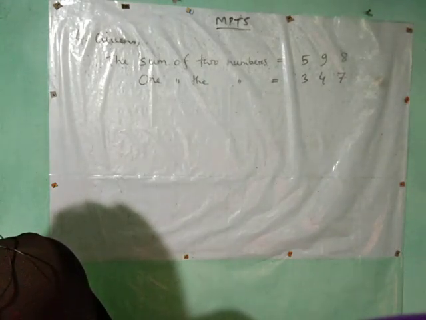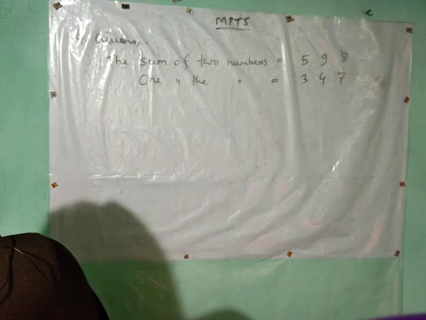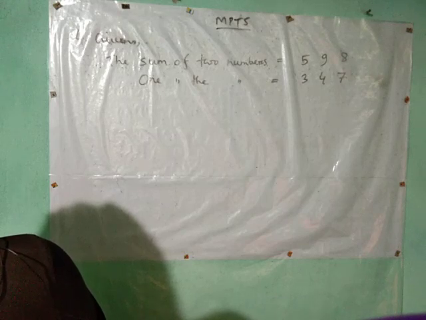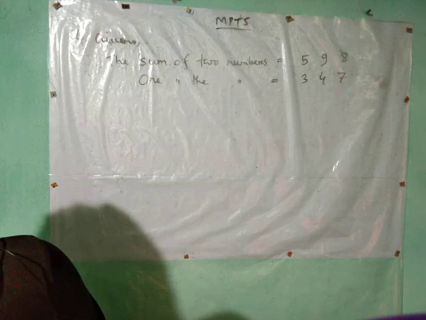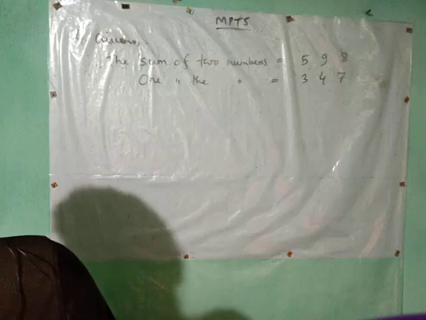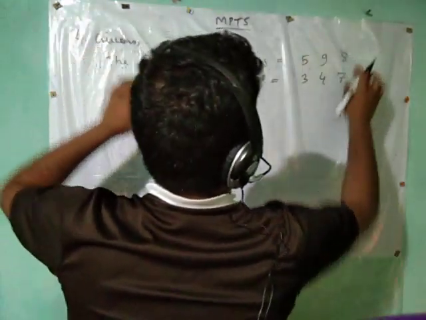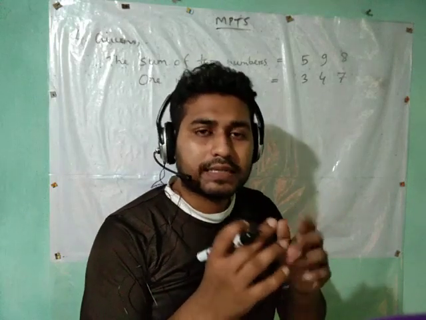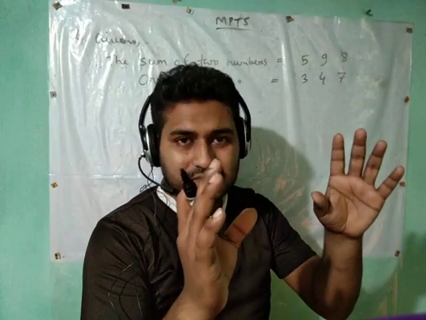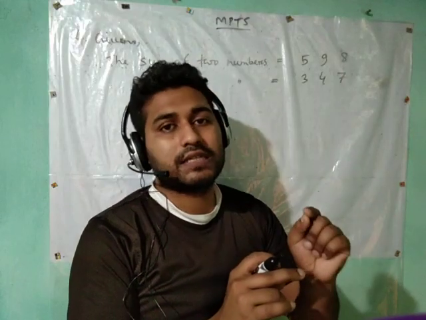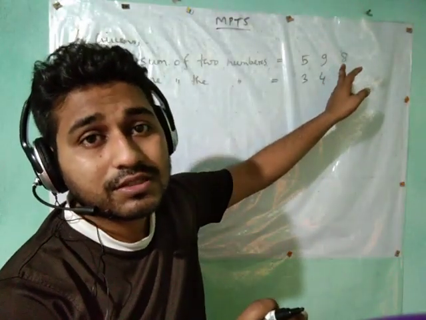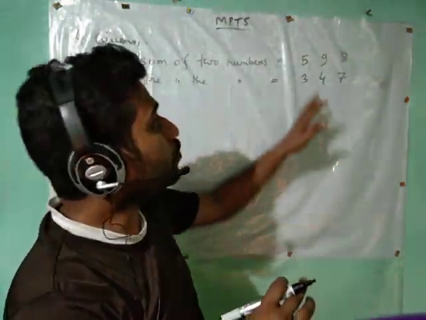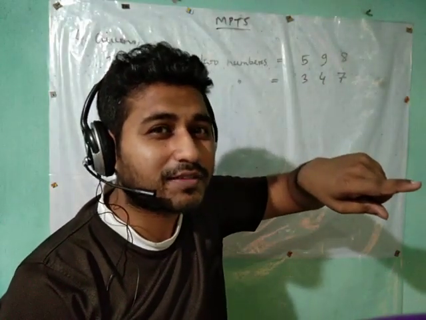Now since the sum is given, the sum is always a greater number, yes or no? Whenever you add two numbers, you will get a greater number. If you add 5 plus 6, you will get 11, and 11 is always greater than 5 and 6. So the larger number is given and one of the smaller numbers is given, and you have to find the other smaller number.